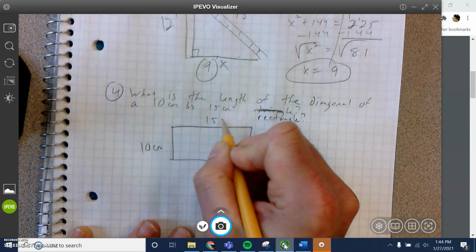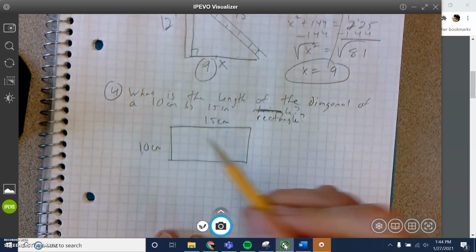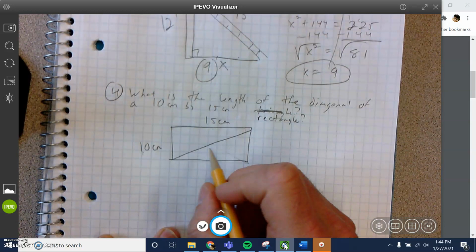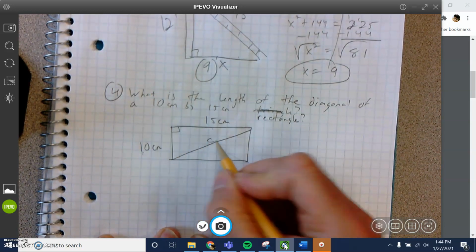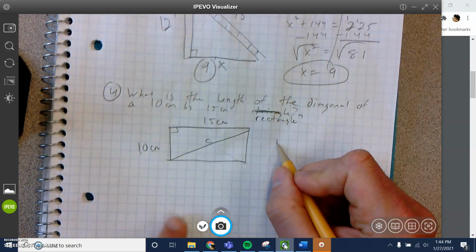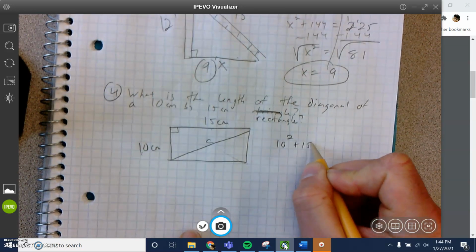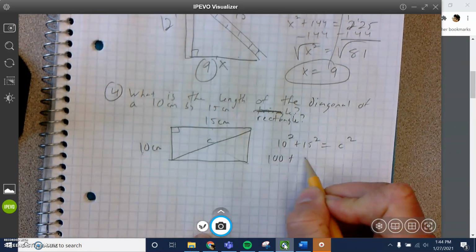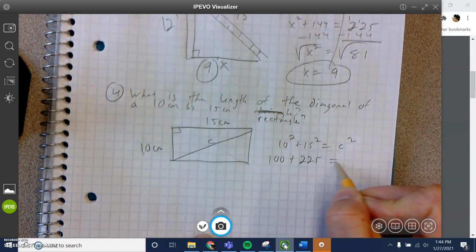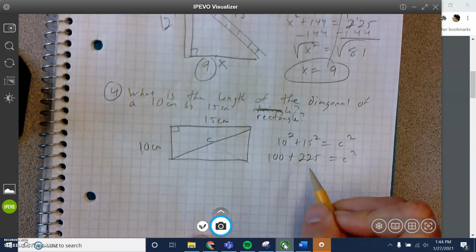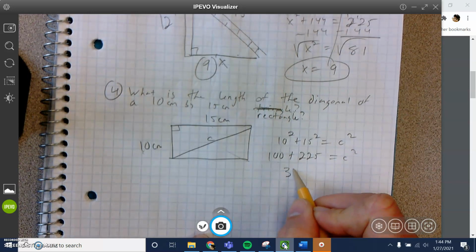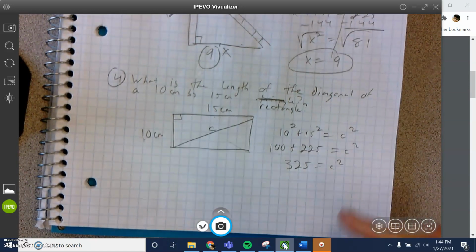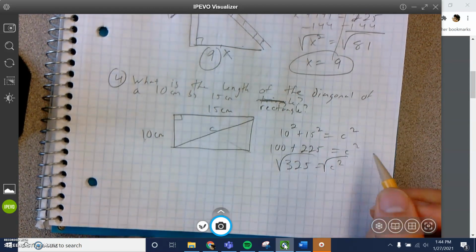10 by 15. So the longer side is going to be 15, and this is going to be 10. The diagonal looks like that, or it could look like that, it doesn't matter. I'm looking for the hypotenuse. So it's going to be 10 squared plus 15 squared equals c squared. 100 plus 225 equals c squared, which is 325 equals c squared. Square root.